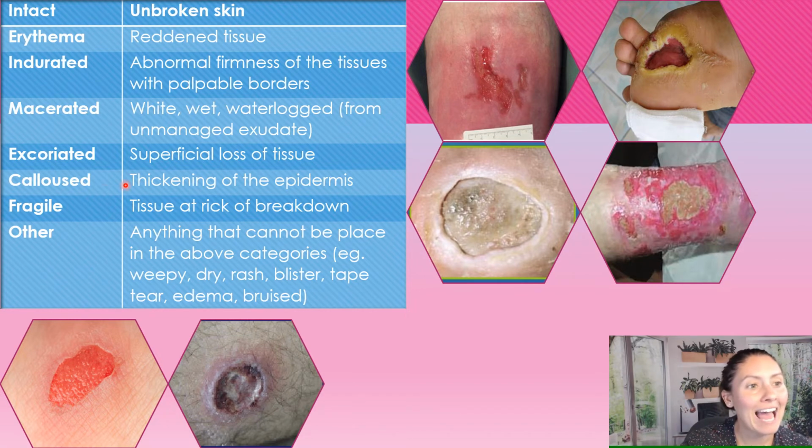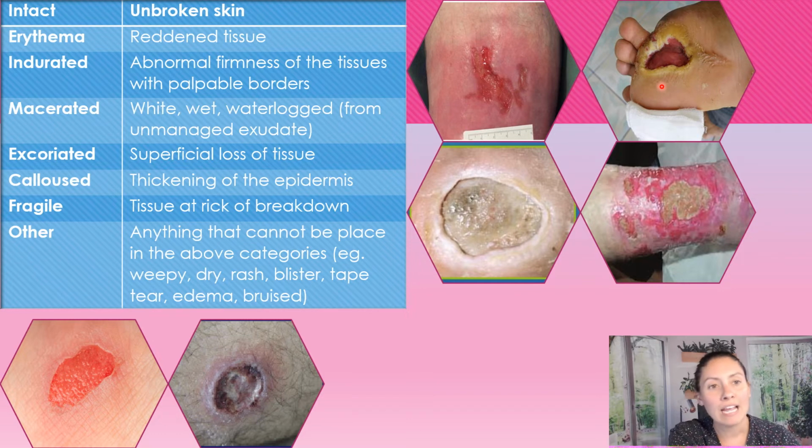And then we have calloused. So this is thickening of the skin. See this a lot on diabetic feet, diabetic foot ulcers. You will have this callus around the wound. Now, if there is a callus around the wound, it does need to be removed. Whether you can do that yourself, it normally has to be a trained professional. So it just depends on your training. That needs to be removed.